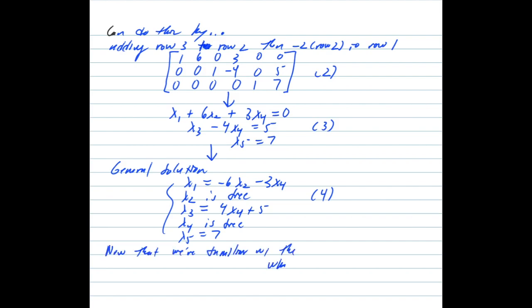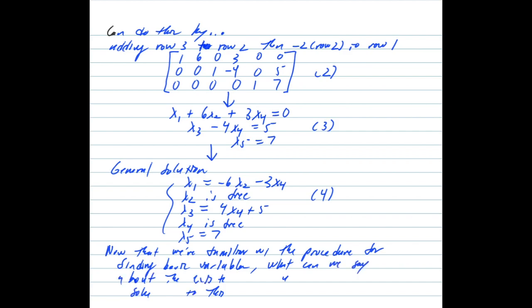So we're going to write the general solution in terms of the free variables. We have x1 equals -6x2 minus 3x4. x2 is free. x3 equals 4x4 plus 5. x4 is free. And then x5 equals 7. Now that we've got a warm-up in, and we're familiar with the procedure for finding the basic variables, what can we say about the existence and uniqueness of the solutions to the system of equations?